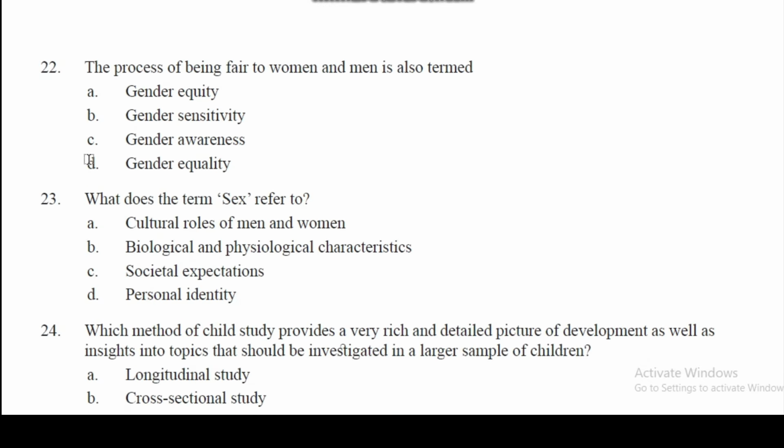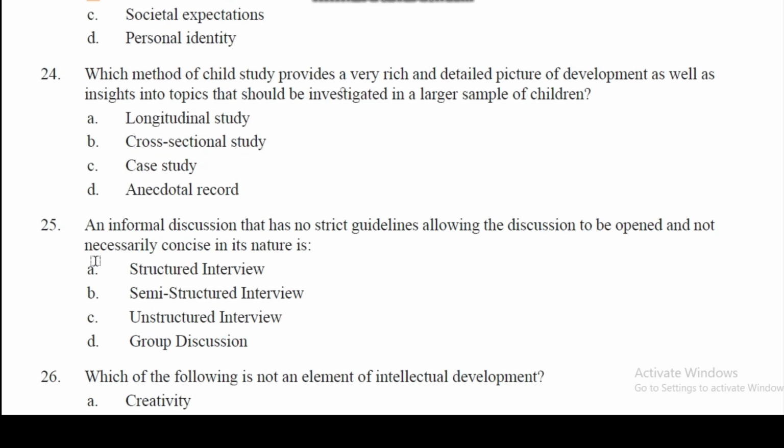22. The process of being fair to women and men is also termed. Answer A. Gender equity. 23. What does the term sex refer to? Answer B. Biological and physiological characteristics. 24. Which method of child study provides a very rich and detailed picture of development as well as insights into topics that should be investigated in a larger sample of children? Answer C. Case study.